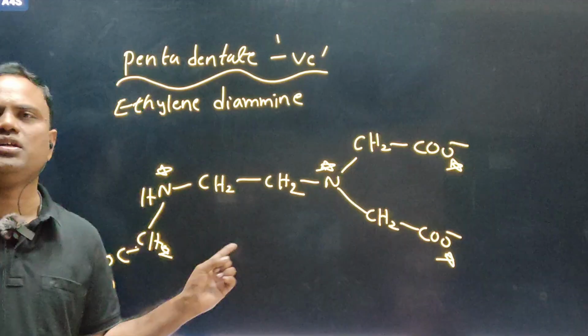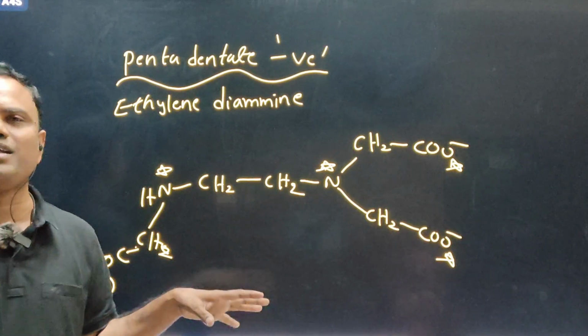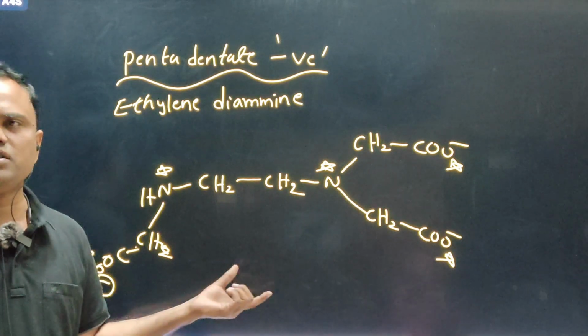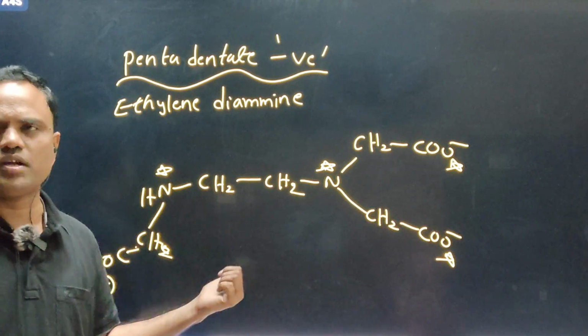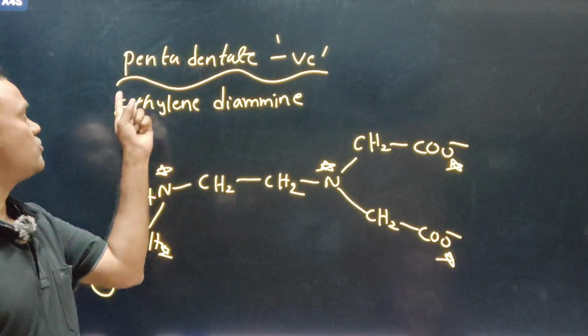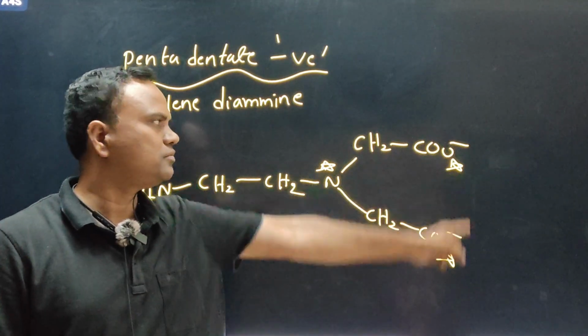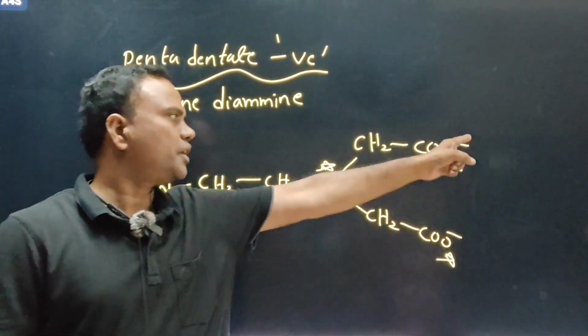What is its denticity? In this, how many donor atoms are present? Denticity means donating capacity only. 5 donor atoms are present, right? So pentadentate negative. Why is it negative? Negative.